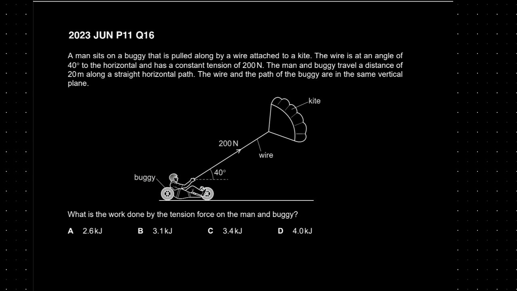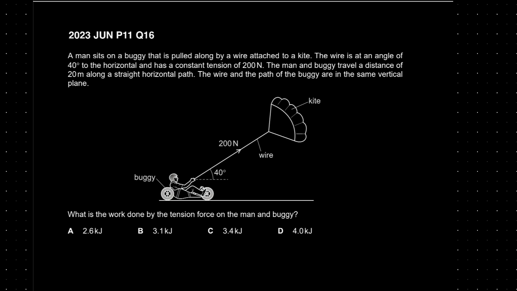Question 16. A man sits on a buggy that is pulled along by a wire attached to a kite. The wire is at an angle of 40 degrees to the horizontal and has a constant tension of 200. Man and buggy travel a distance of 20 meters along a straight horizontal path. Wire and path of the buggy are in the same vertical plane. What is the work done by the tension force on the man in the buggy?